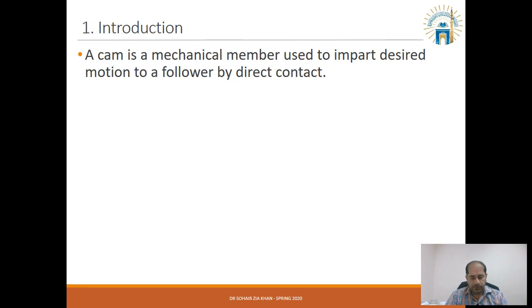So what is a cam? A cam is a mechanical member used to impart a designed motion to a follower by direct contact. So in a cam, there is a mechanical contact between the cam and the follower. The cam will move, and because of the motion of the cam, the follower will follow it. The profile of the cam will dictate in which direction or in which way the follower should move.